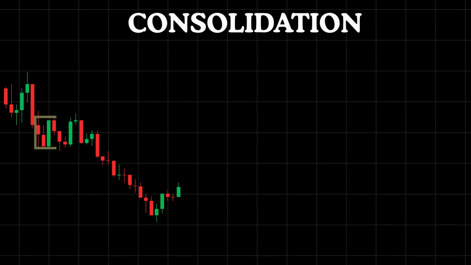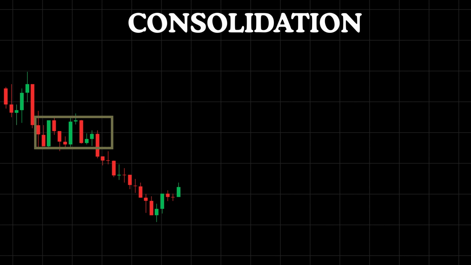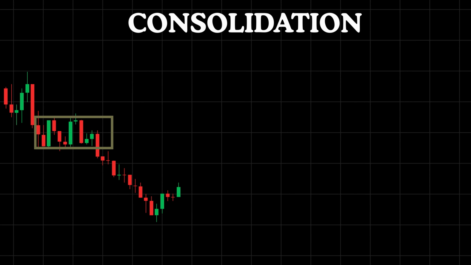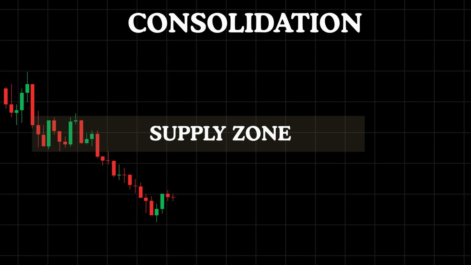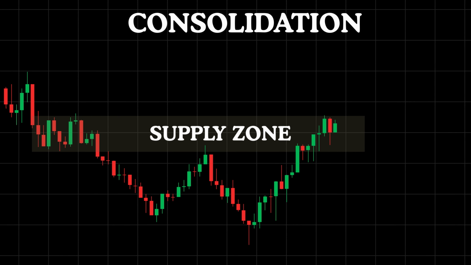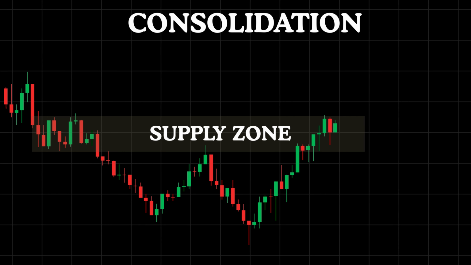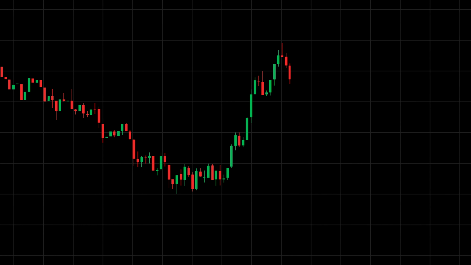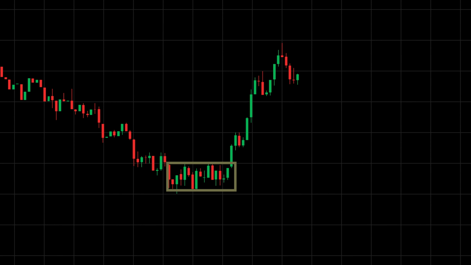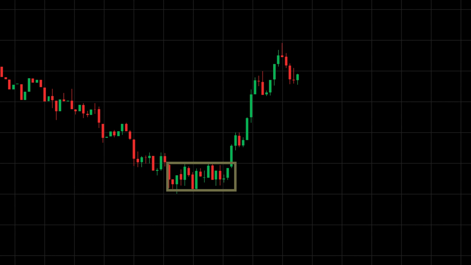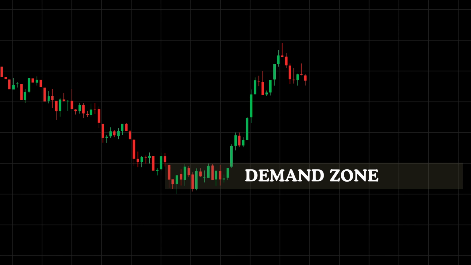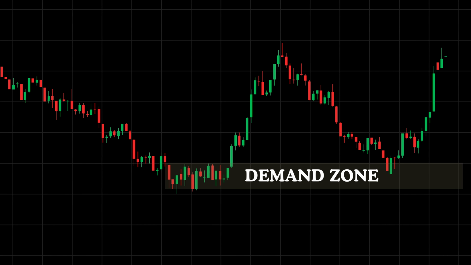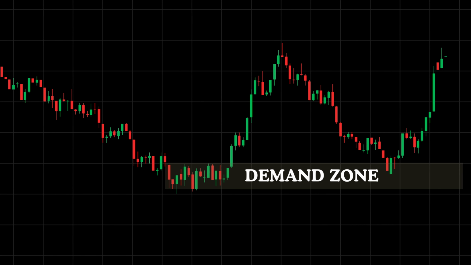The next concept is consolidation. As you can see, the price is moving within a narrow range. From this consolidation, we can draw a zone like this and then observe what occurs next. If the price rises and reverses from this zone, we can form demand and supply zones based on this tight consolidation. Let's consider another example. Here, you can see the market consolidating within a narrow range. Using this range, we have drawn a demand zone. Following that, the price moves downward and then reverses from this demand zone.